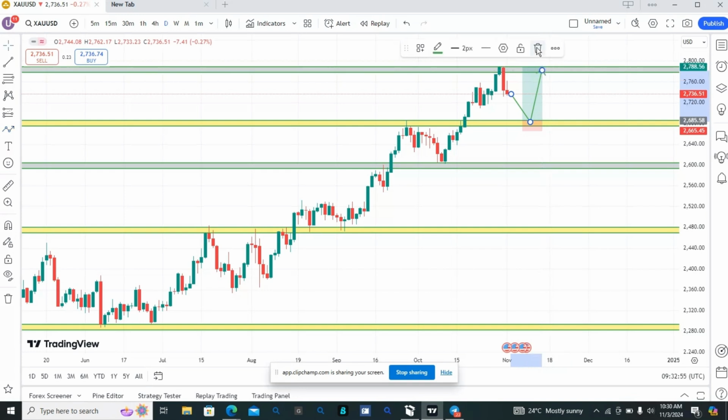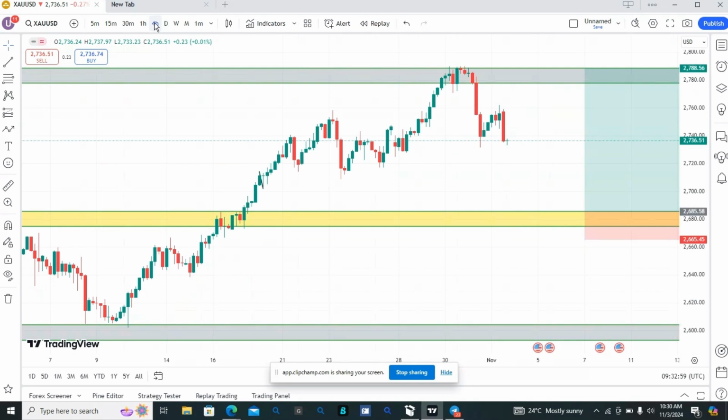So let's go down to the 4 hour time frame to see how we can join gold. In the 4 hour time frame, you can see that gold is beginning to pull back towards where? This yellow zone. So we allow price to fall down to this zone. That's what we do. If price comes down to this zone, we'll wait for what?